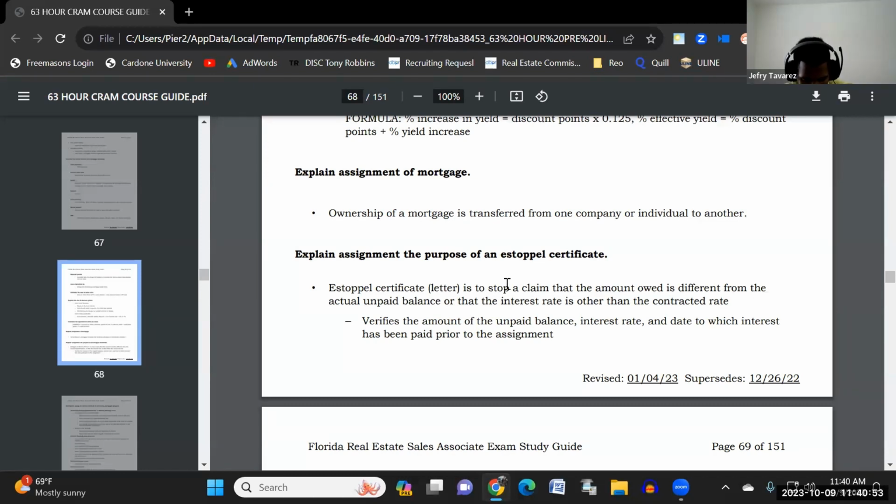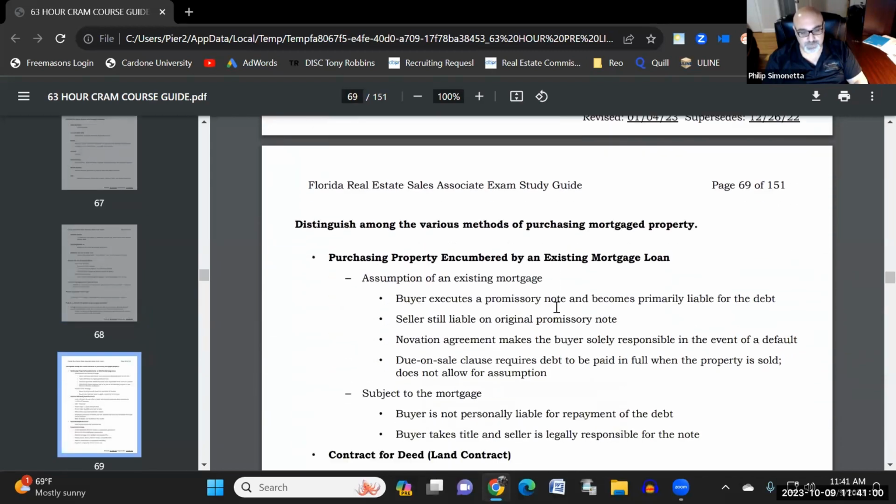Got it. That's pretty much for the safety of the mortgagor, the borrower. Yep. Got it. Okay, thank you.